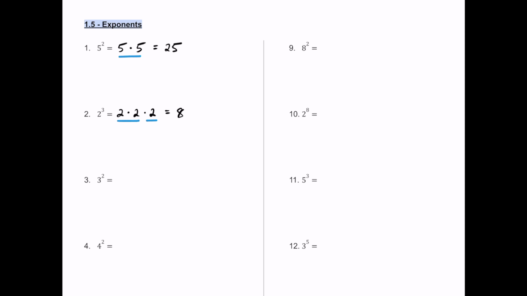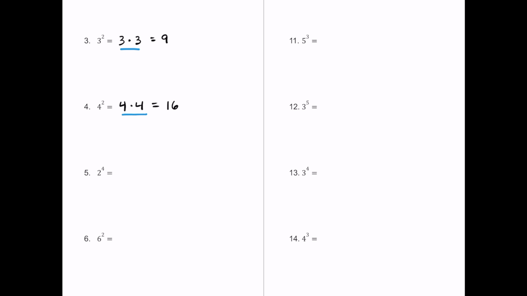For number 3, we have 3 squared, or 3 to the second power. That means we have 3 times 3. So 3 times 3 is equal to 9. So that's the value of this power. For number 4, we have 4 to the second power, or 4 squared. So we have 2 of these 4s being multiplied together. 4 times 4, that equals 16. So we know that's the value of this power.